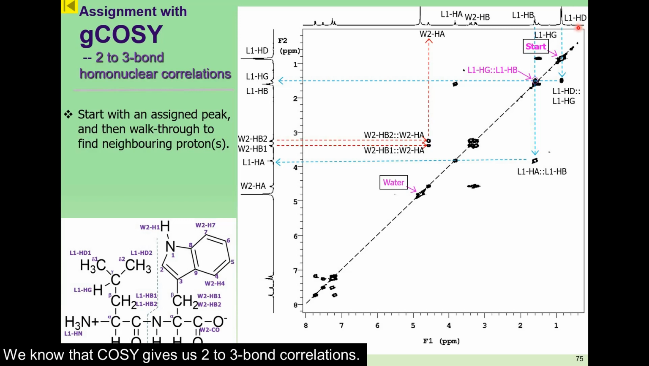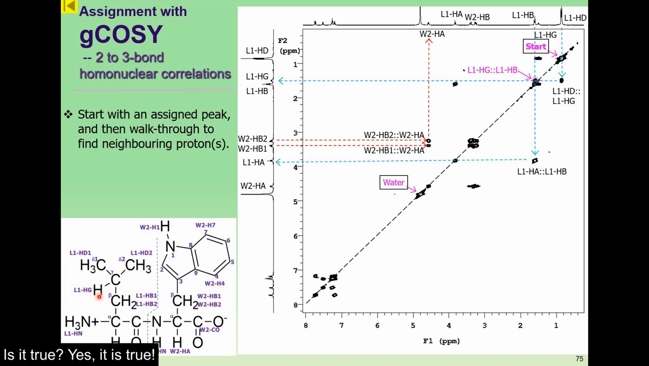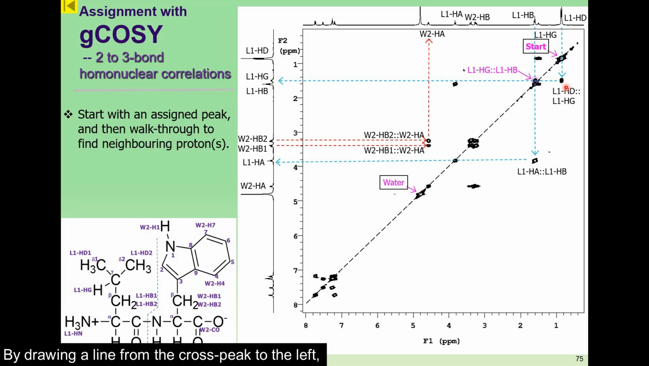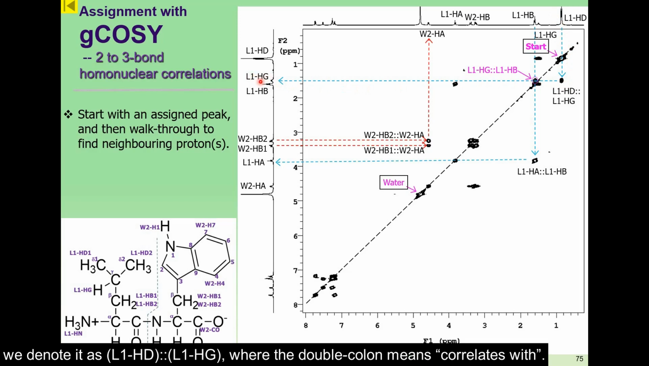We know that COSY gives us 2 to 3 bond correlations. So, from delta H's we expect to see gamma H. Is it true? Yes, it is true. If you look at this, there is a cross peak that correlates delta H's and gamma H. By drawing a line from the cross peak to the left, we found that the small peak there is gamma H. And hence we denote it as L1HD::L1HG, where the double colon means correlates with.